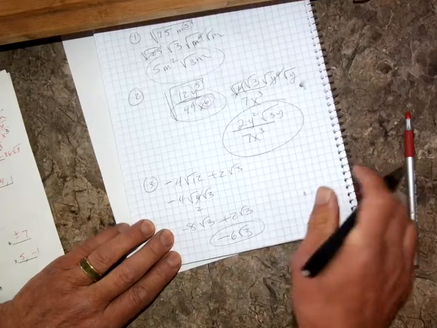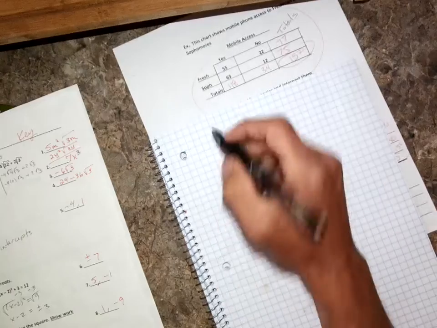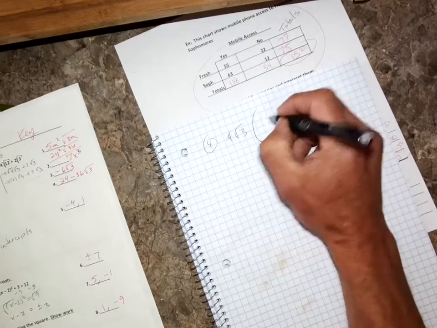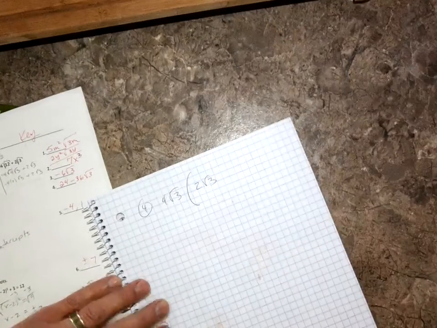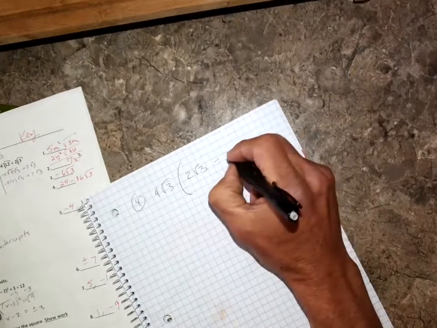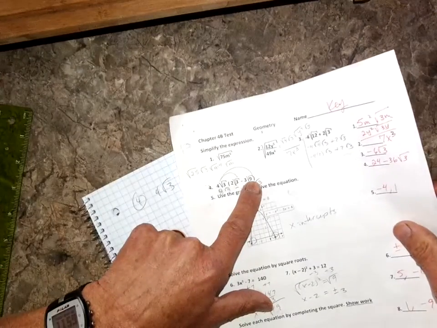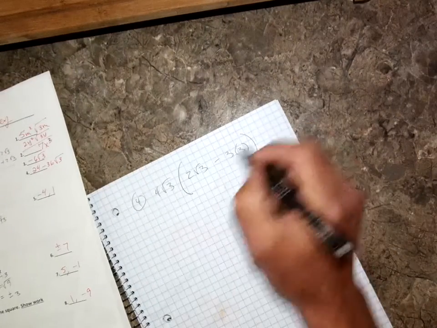Okay, boom. 4. Again, if I've gone too fast, just pause it. Number 4, I have 4 square root of 3 times 2 square root of 3 minus 3 square root of 9. Now 3 square root of 9, check it out. The square root of 9 is just plain old 3. I know that. So I'm going to change that right off the bat.